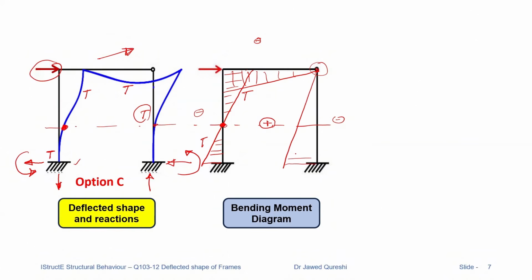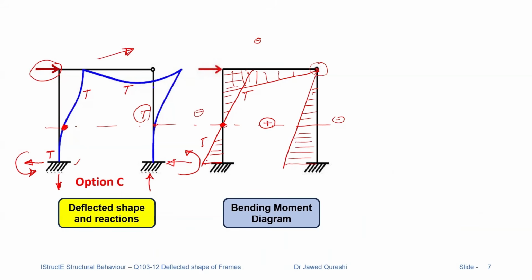Then I will draw the diagram like this. So this is the bending moment diagram. Now how about shear force diagram? For shear force, I have direction of shear forces. Remember, shear force means that the forces that are acting perpendicular to the longitudinal axis of the element.